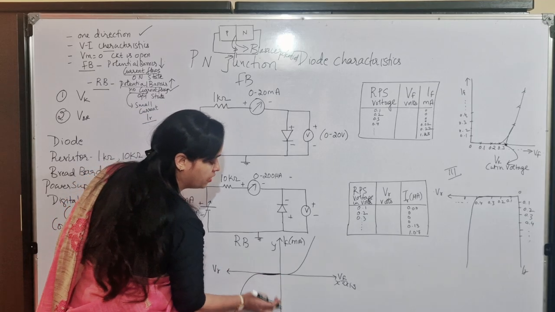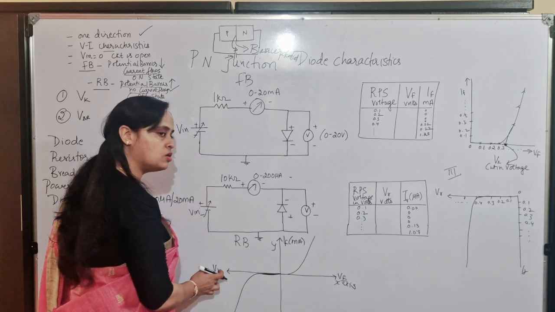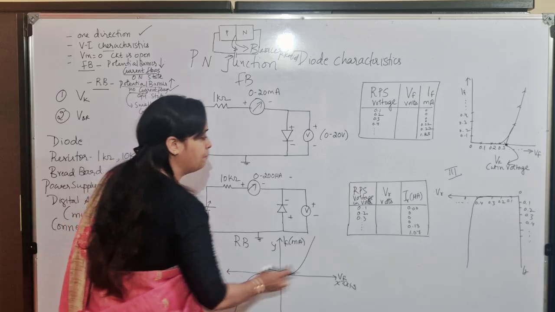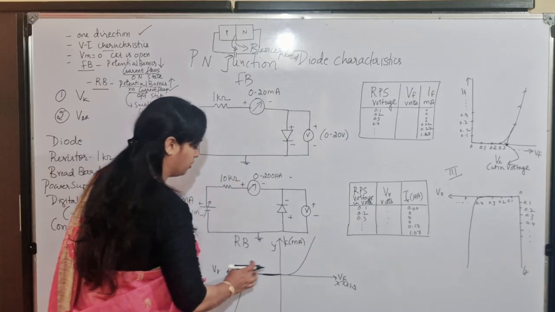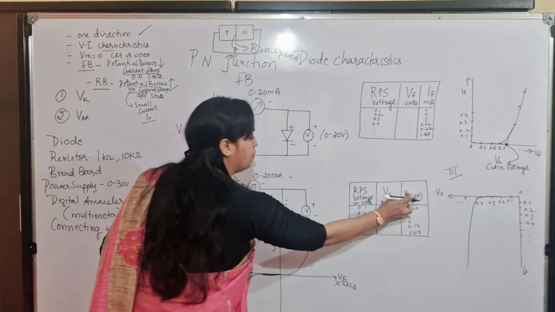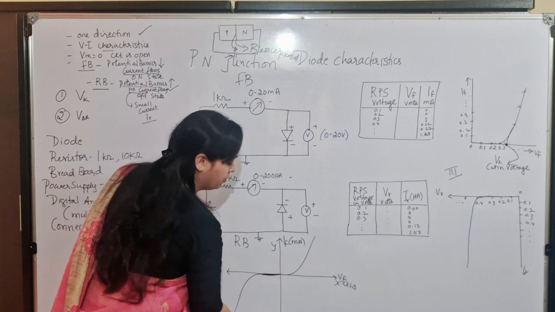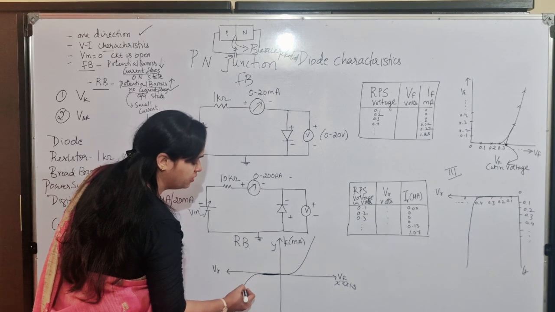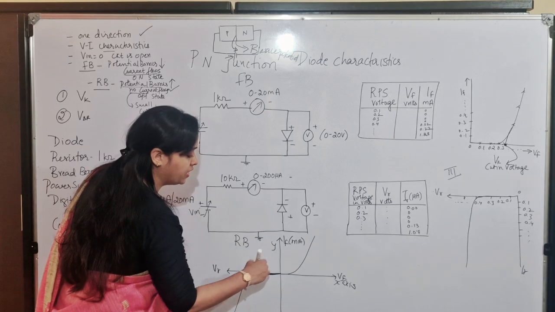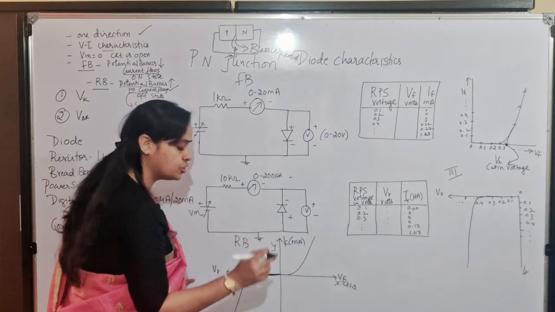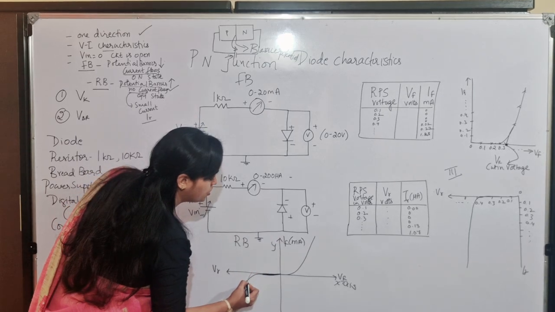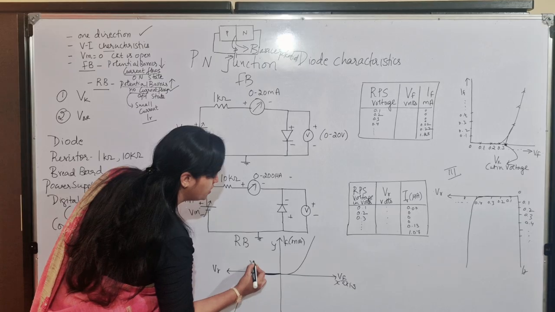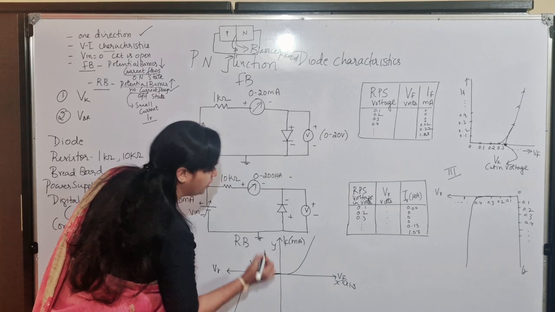IR is also along negative axis, VR is also along negative axis. Same, record the VR readings along negative of x-axis and plot the reading of IR along negative y-axis. Initially it will be 0. At one particular point there is sudden increase in the current, but we can say that it is nothing but saturation point. The point at which this condition is happening is known as breakdown voltage.